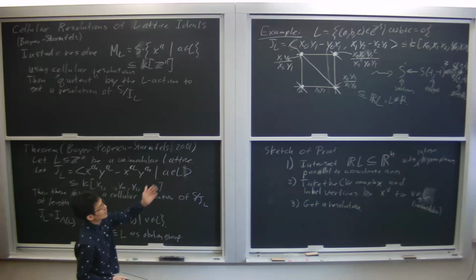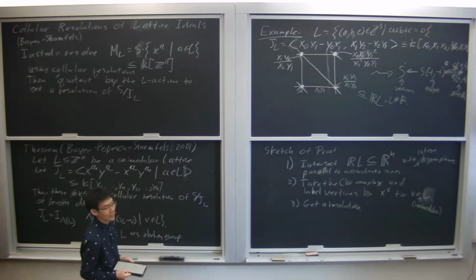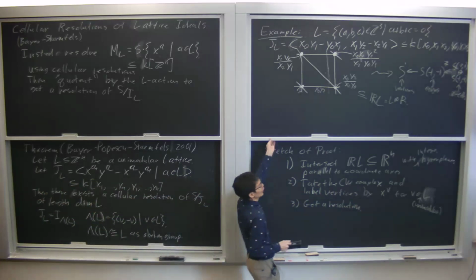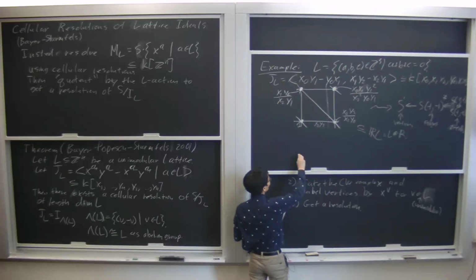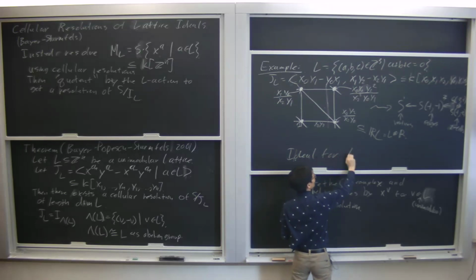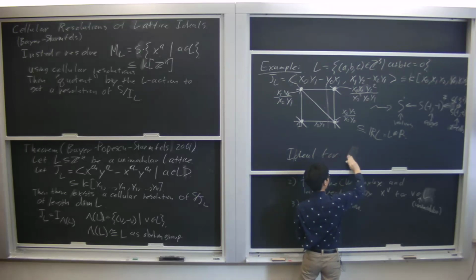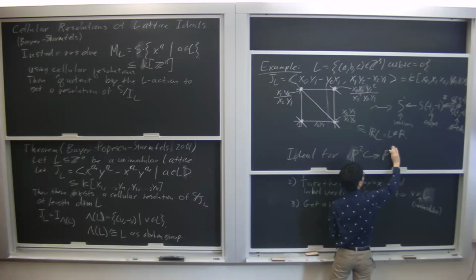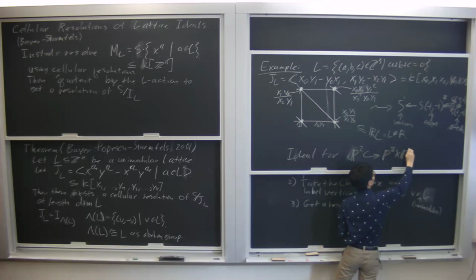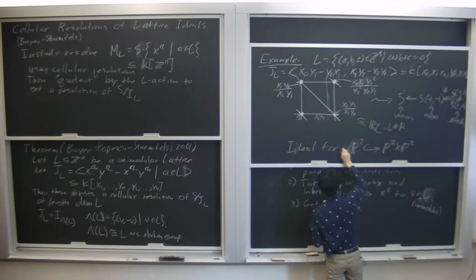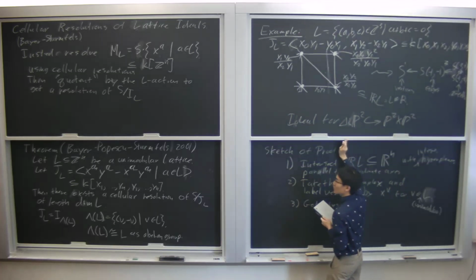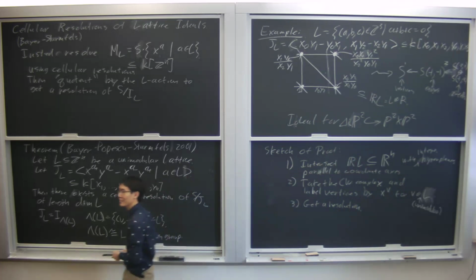I claim that some of you might have noticed, this is actually something that you might have heard about or might have seen before in some other setting. This is actually the ideal for the embedding of P2 into P2 cross P2. So this is the diagonal. Let me just write a delta. This is the ideal for that embedding.